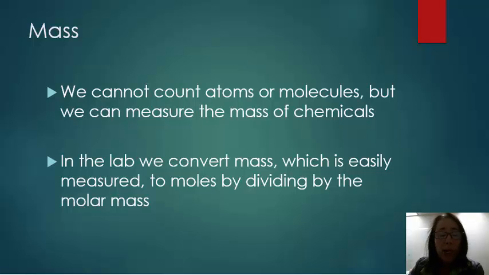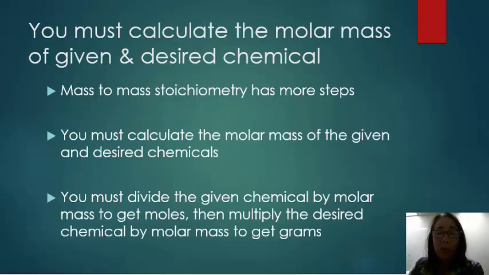So, as I said, we cannot count atoms or molecules, but we absolutely can measure the mass of a chemical, and you've already measured the mass of chemicals in lab. So in the lab, we can convert from mass, which is easily measured, to moles by dividing by the molar mass. So as we're looking at stoichiometry problems that are mass to mass, what that means for you is extra steps. You're going to have to calculate the molar mass of the given chemical and the molar mass of the desired chemical.